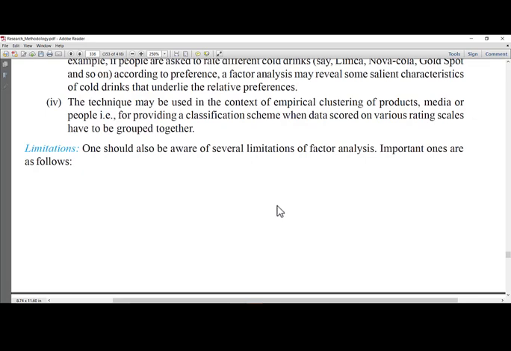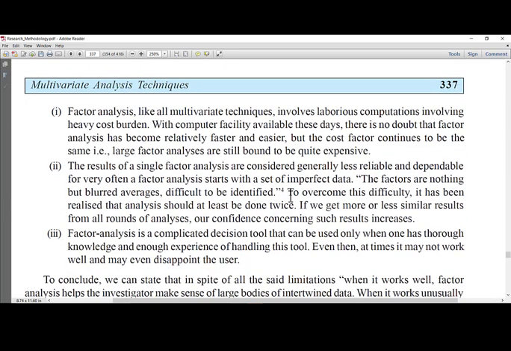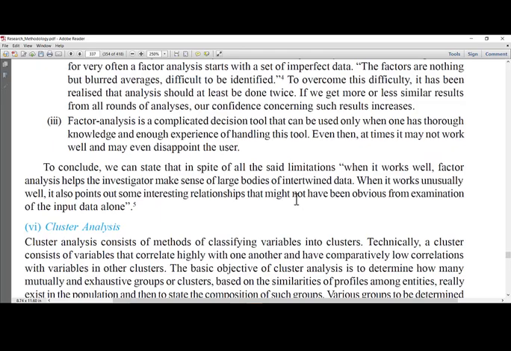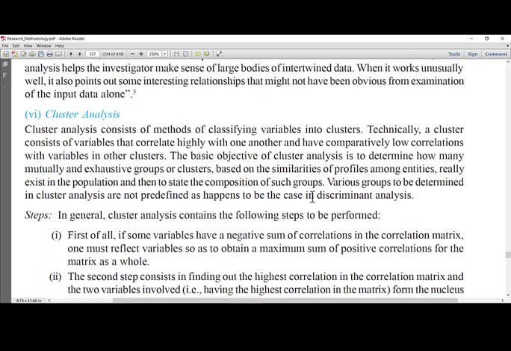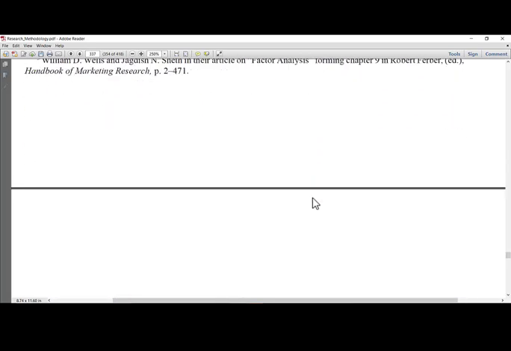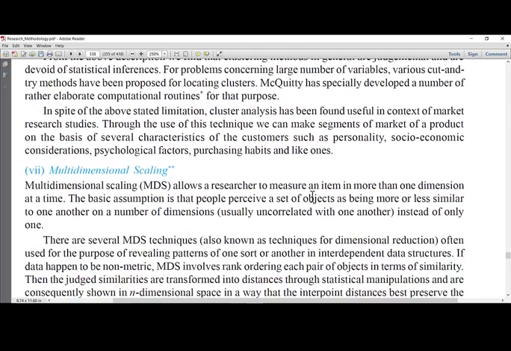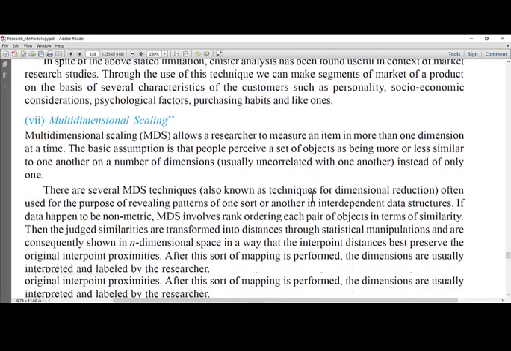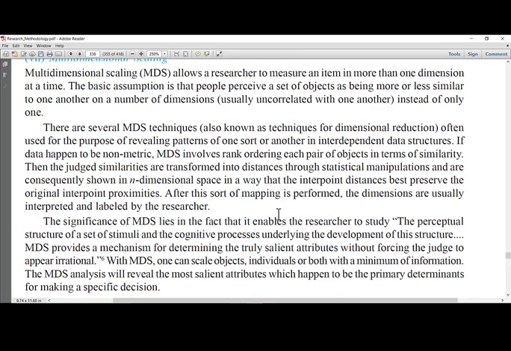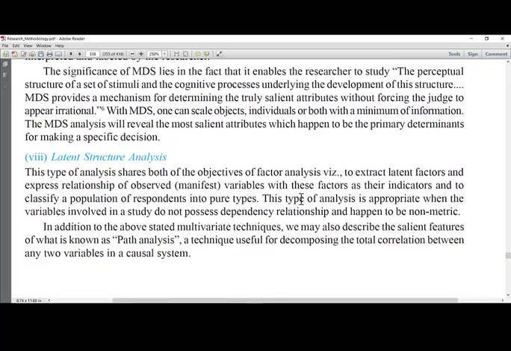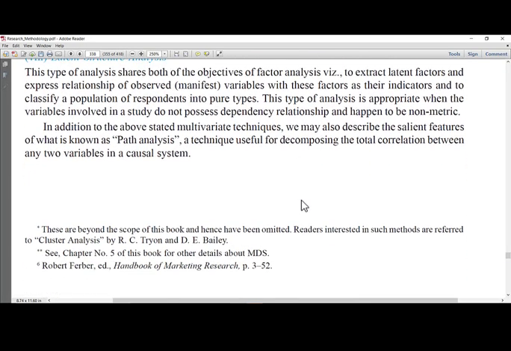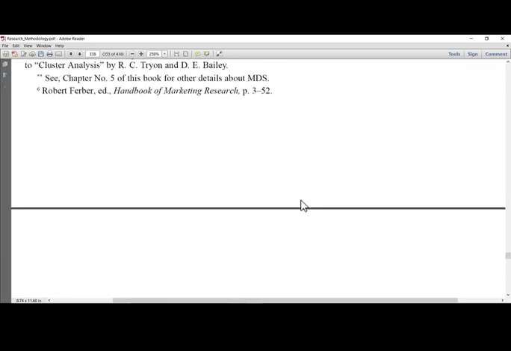There are various methods to solve these multivariate analysis problems, and some of these I have already covered in the classroom, and there are many other things written, like multidimensional scaling, etc. If you are interested, you can go through these. Otherwise, at least concentrate on the centroid method as well as the principal components method.